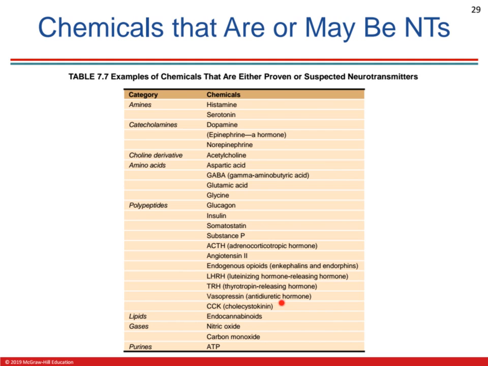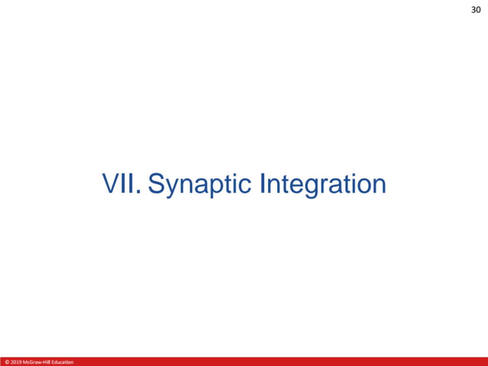Let's jump down here. We talked about this one, vasopressin, which is also ADH, antidiuretic hormone. We just talked about cholecystokinin, CCK. Now there are also these really interesting endocannabinoids, which are actually lipids. Remember, there are short chains of fatty acids. For gases, we have nitric oxide, and what else do we have? Carbon monoxide, and then for the purines, we have things like adenosine and ATP. Okay, we're going to end this chapter on synaptic integration.